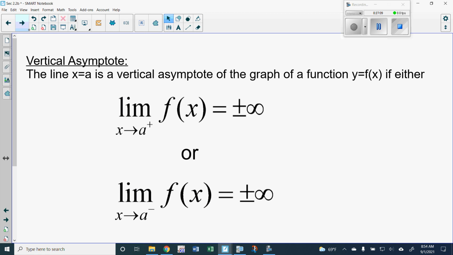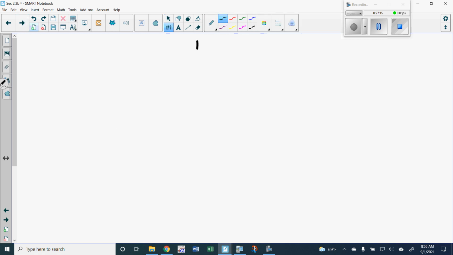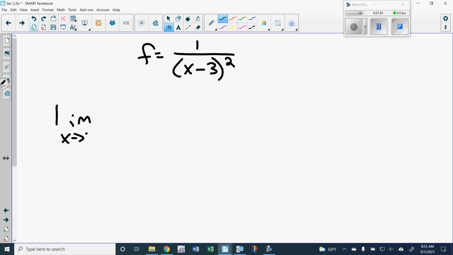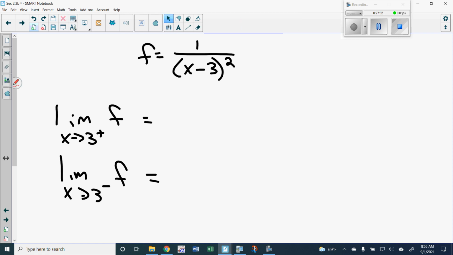Now, let me do one more example here before we move on. Imagine I had the limit of f of x as x approaches 3 from the right and from the left. I'm not going to say anything. You think about those. You got space on your paper in the bottom right corner or somewhere over there. See if you can write down what you think the answer to those are.